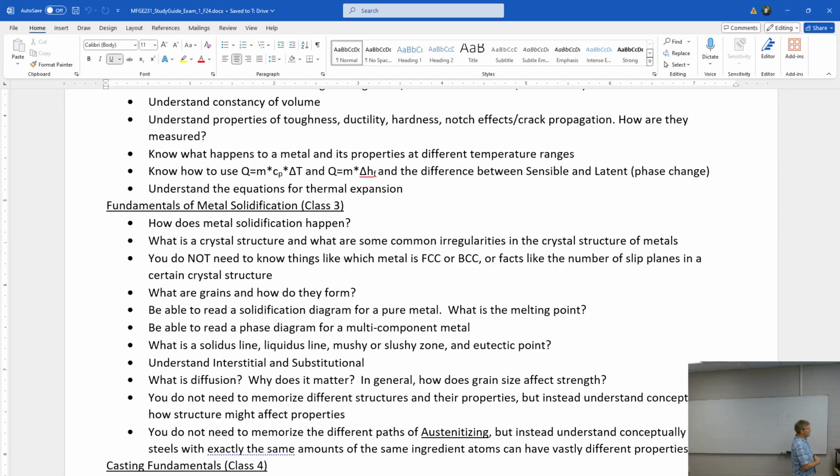Good. Okay. Excellent. Know what happens to a metal and its properties at different temperature ranges. So when we look at cold work below 0.3 times the melting temperature, warm work from 0.3 to 0.5, and hot work above 0.5 times the melting temperature, what happens to the material in each of those ranges? So let's talk about that. What happens in the cold work region?